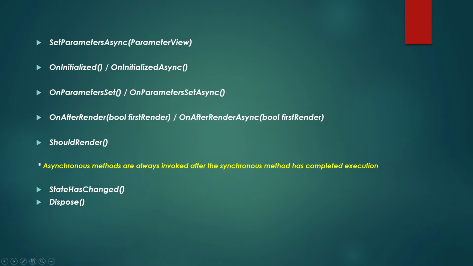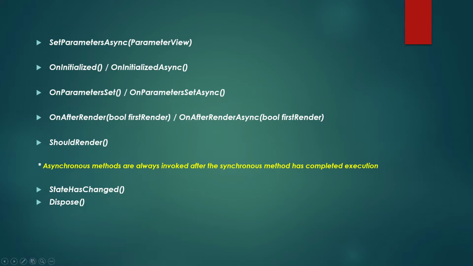So the next one is the ShouldRender method, and this method is invoked right before the component is re-rendered, and if the user wants, he can stop the current or future rendering of the component just by returning false from this method. Now as we can see, all the methods here except for SetParametersAsync and ShouldRender have synchronous and asynchronous versions. We need to understand that the asynchronous version is always invoked after the synchronous version has completed its execution.